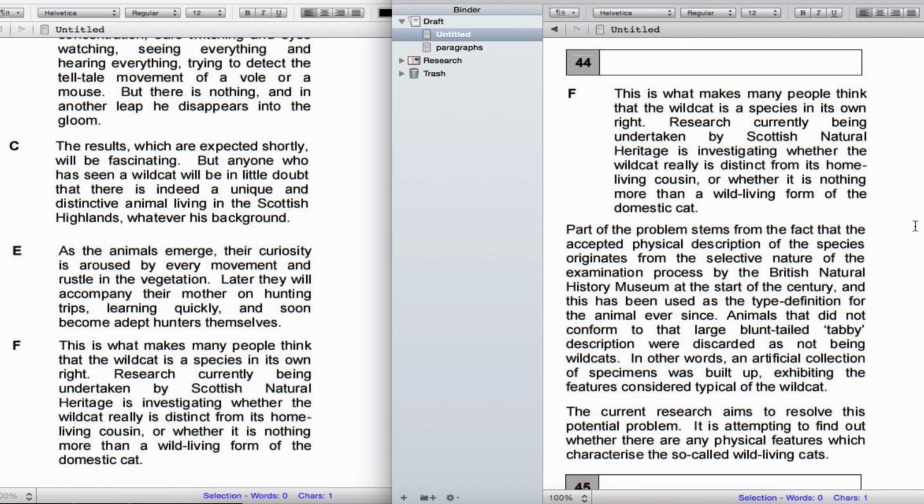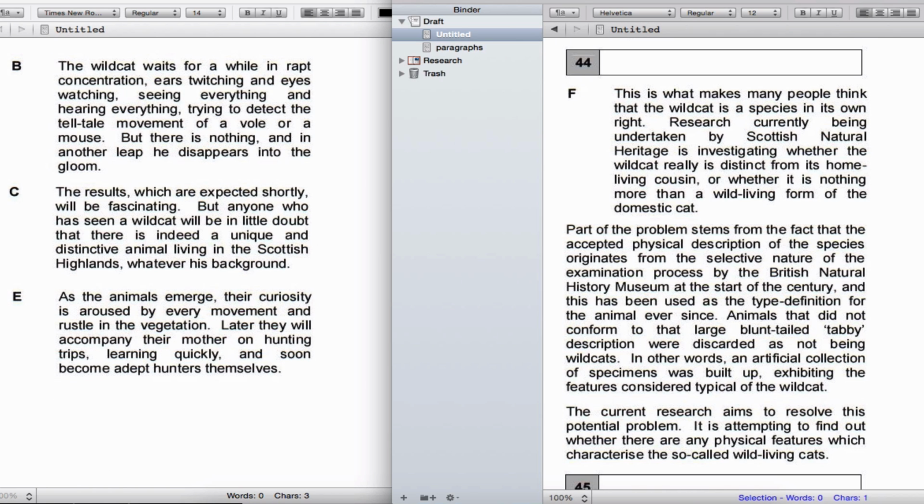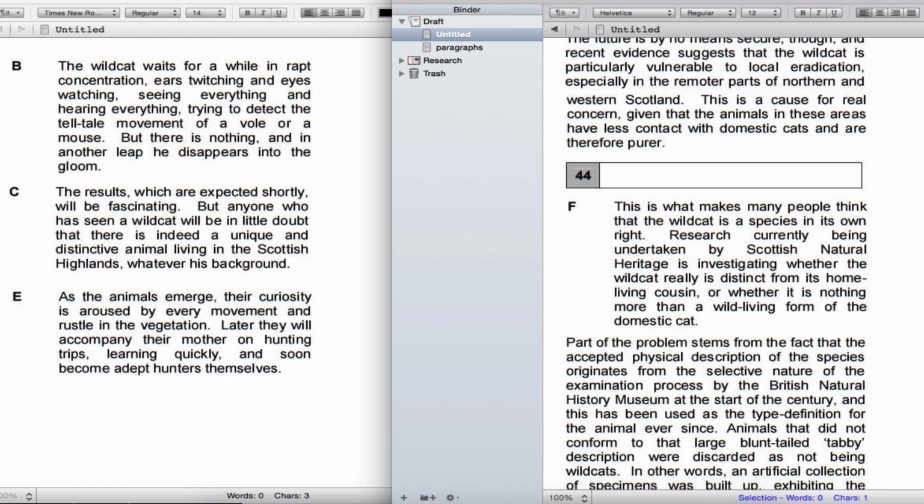Let's just double check this. So part of the problem, what is the problem? The problem, I think, is classifying if the wildcat is a species or not. Is it distinct from the house cats? If it's distinct from house cats or not, that's the problem. Yeah. Yep, that's it. Okay, so what did I use to solve that one? I looked for a problem.